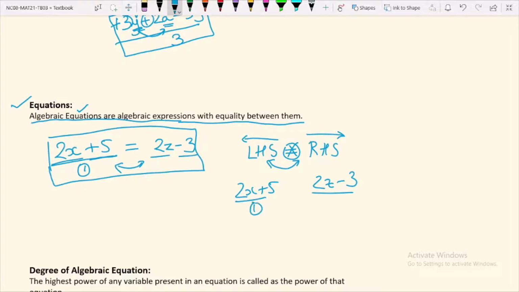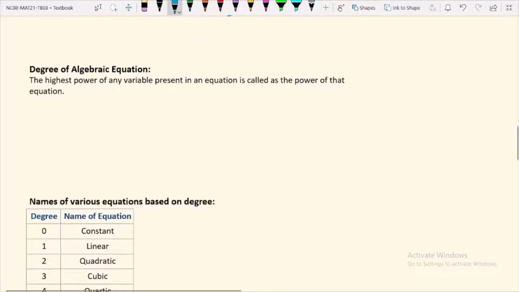There are two algebraic expressions, but if I write equal to in between them, then these will become equal to one another, and the whole thing will be called an algebraic equation. Equation is nothing but expressions which are equated to one another, which have equality between them. Those are called equations. So this is also simple.